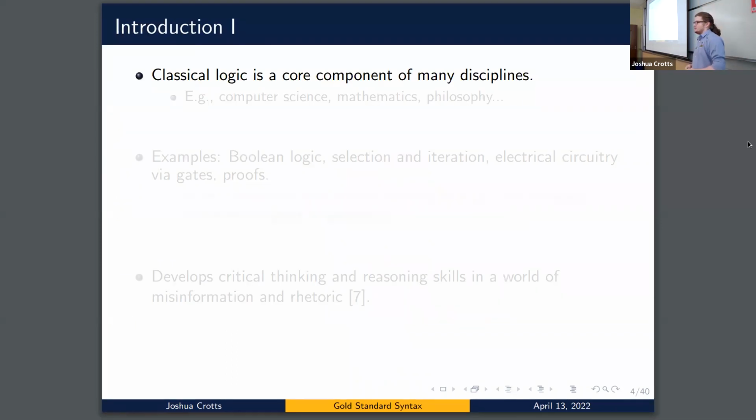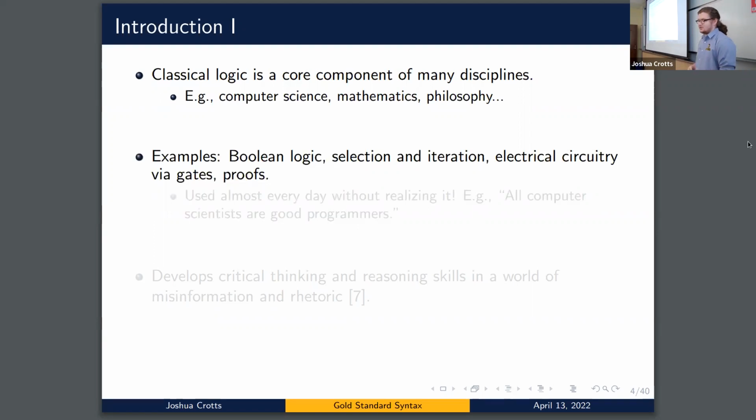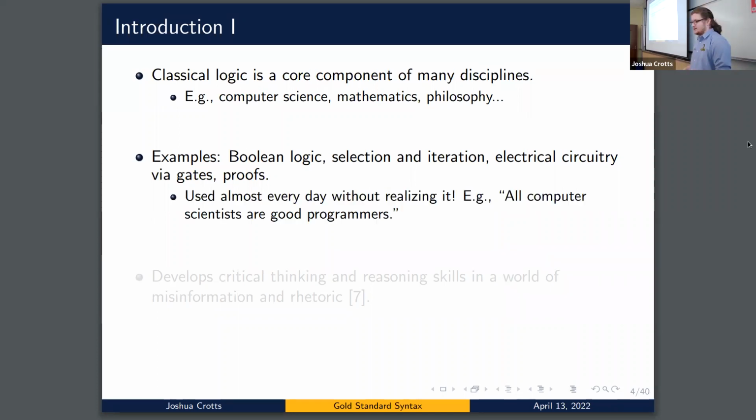So classical logic, that is zeroth order and first order predicate logic, is essential to many disciplines. In particular, you see it all the time in computer science, math, and philosophy, just to name a few. So where do we see it? Well, we see it through Boolean logic. We see it in selection and iteration statements, so loops and conditionals. We also see it with electrical circuitry, with logic gates, so NAND gates, NOR gates, things like that. And it's the basis for mathematical and philosophical proofs.